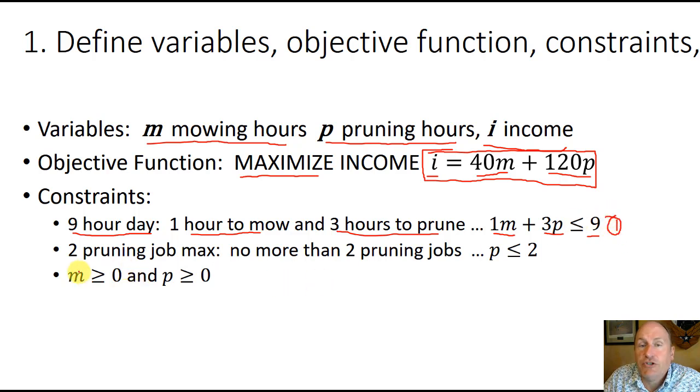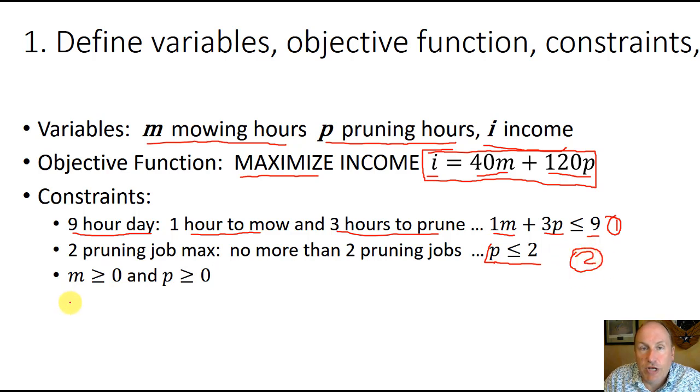The second major constraint is we're limited to only 2 pruning jobs a day. So no more than 2 pruning jobs means that basically the number of prunings, which is P, has to be less than or equal to 2. So that's our second major constraint.